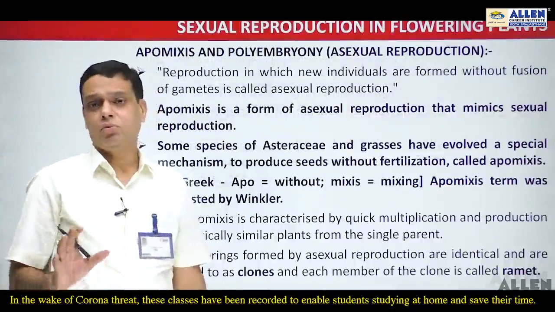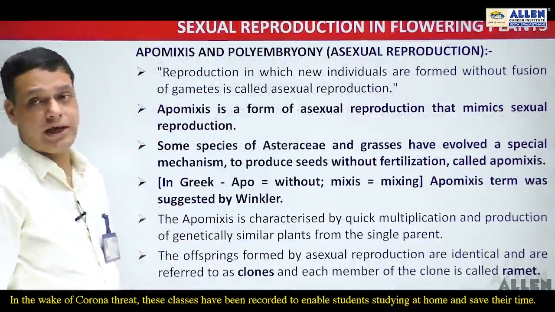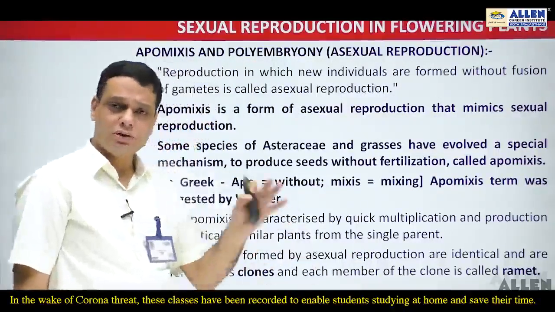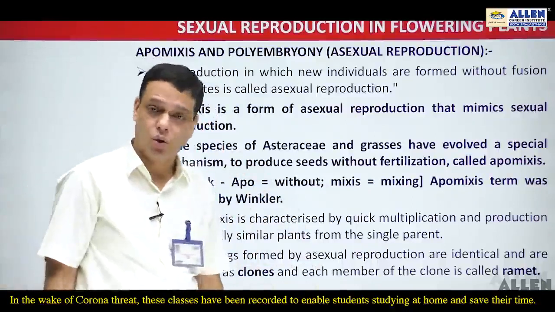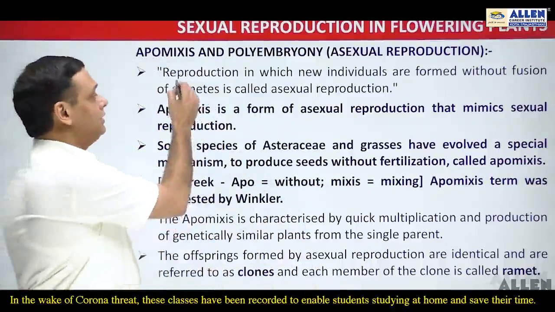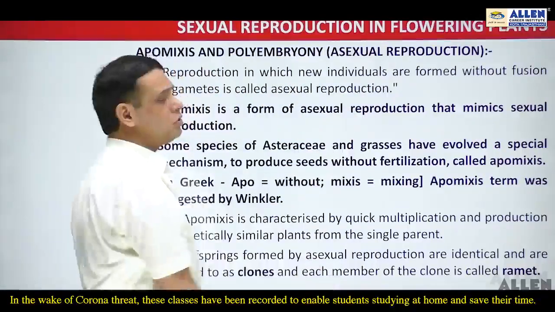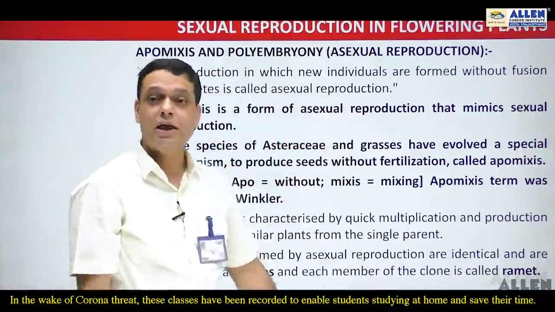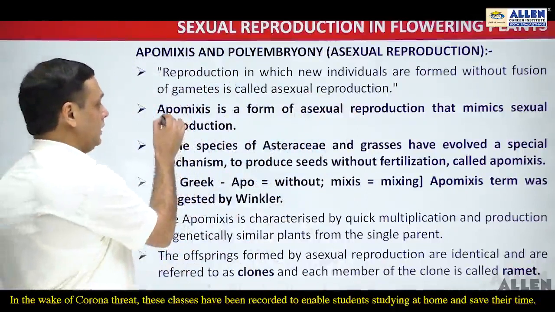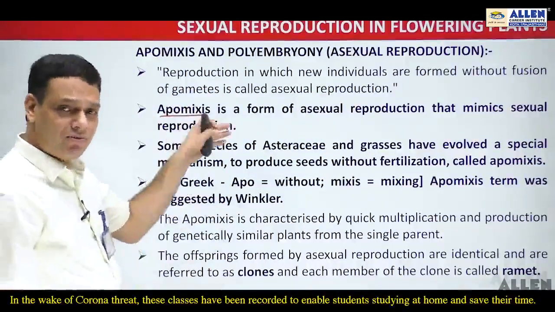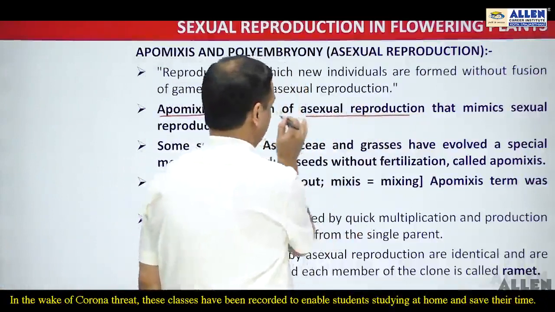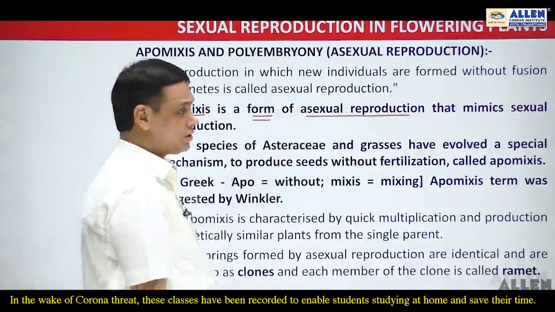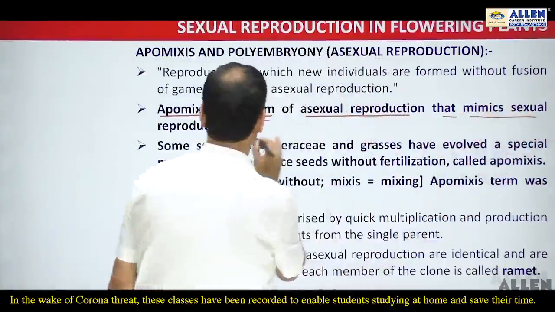Now another very important topic, that is apomixis and polyembryony. This apomixis or polyembryony comes under the heading of asexual reproduction. As you all know, what is asexual reproduction? The reproduction in which new individuals are formed without the fusion of gametes is known as asexual reproduction. So apomixis is a form of asexual reproduction that mimics sexual reproduction.